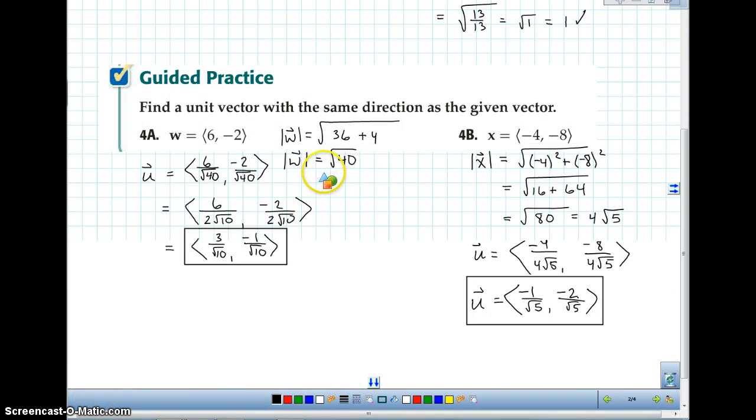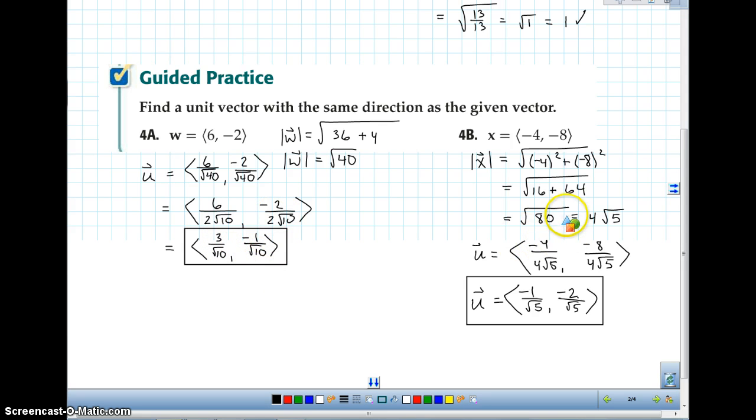Okay, if you did these correctly, you should have gotten that the magnitude of vector w was the square root of 40. And when you plug that into the formula, you divide that into the original component form. So I did 6 divided by square root of 40 and negative 2 divided by the square root of 40. Make sure you simplify the radical, so that actually simplifies to 2 square roots of 10. And then you'll see that your fractions actually reduce. 6 over 2 reduces to 3 over 1. And negative 2 over 2 reduces to negative 1 over 1. So you get 3 over root 10 and negative 1 over root 10.